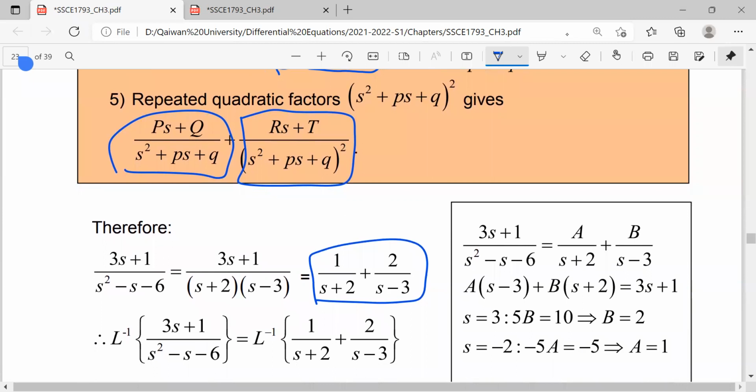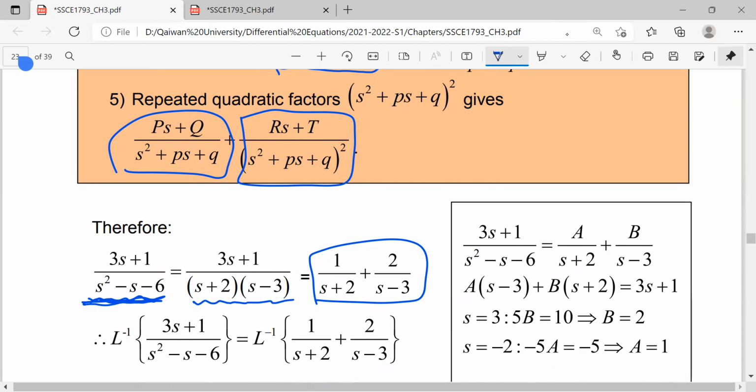We say we first need to factorize the denominator if you can. If you couldn't, it's okay, you don't need to do it. Here, we should first factorize the denominator. The denominator is s squared plus s minus 6. We can factorize it. It's s plus 2, s minus 3. That's the factorization of the denominator.